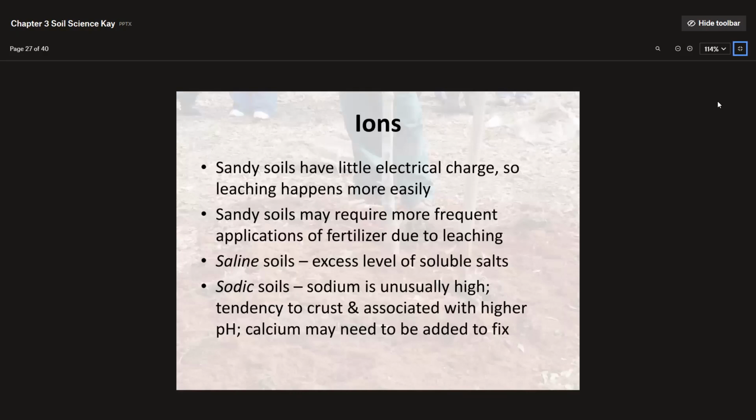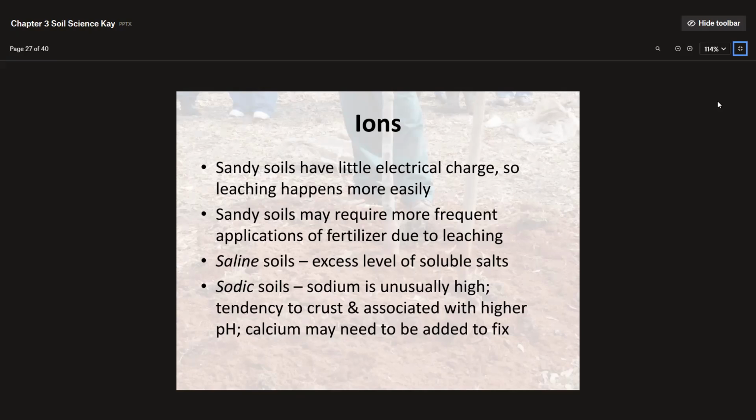Sandy soils have very little electrical charge, and so leaching happens more easily, okay? Sandy soils require more frequent applications of fertilizer because of that leaching, right? Saline soils have an excess of soluble salts, right? And sodic soils, the sodium is unusually high. They have a tendency to crust, like you see salt form, right? And they're associated with higher pH.